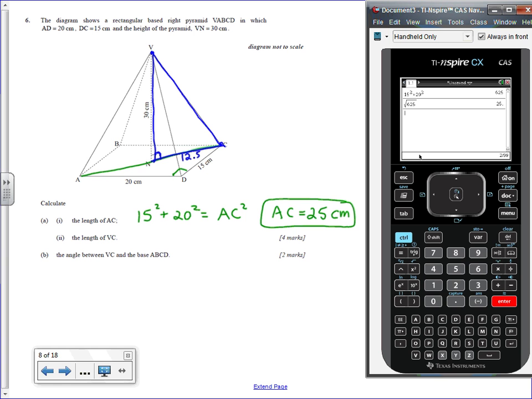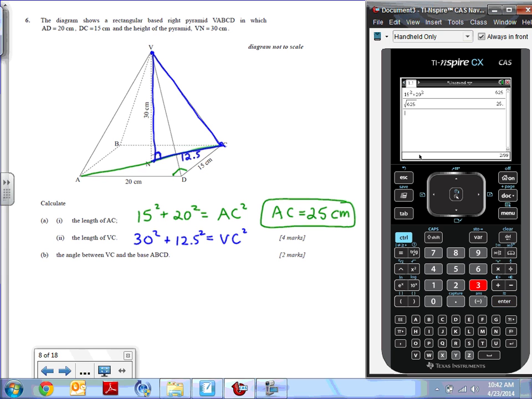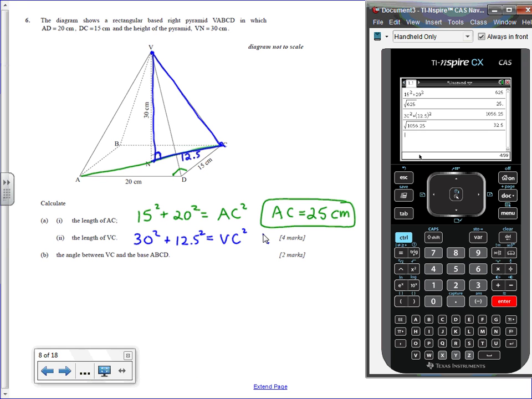And again, I can use Pythagorean theorem. So I'll be using 30 squared plus 12.5 squared equals VC squared. Going over to my calculator, I'm going to do 30 squared, add 12.5 squared, and take the square root of that answer. And it's 32.5 for VC. 32.5, and I put my units on it, just in case. Those were worth 2 points each.